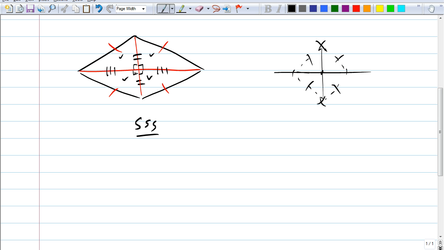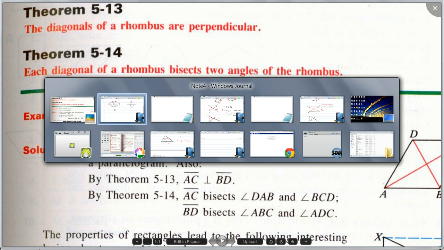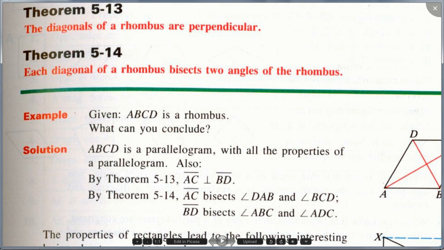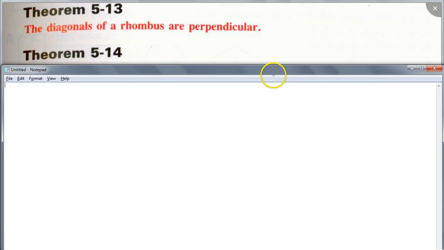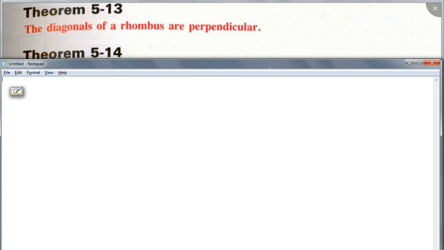Okay, good. So guess what our next theorem is going to say, guys? The diagonals of a rhombus are perpendicular. Write it down.